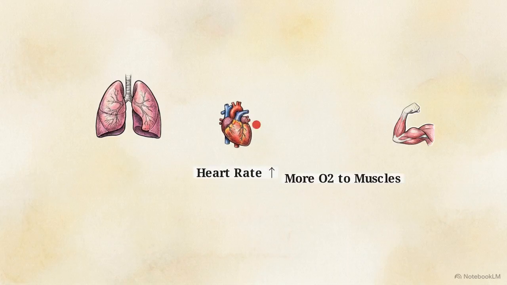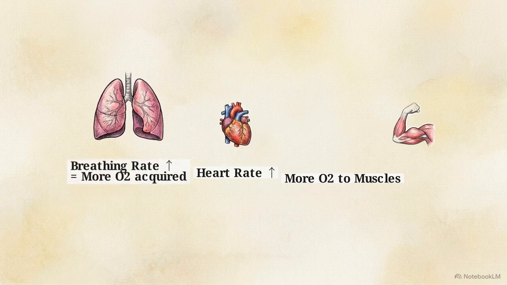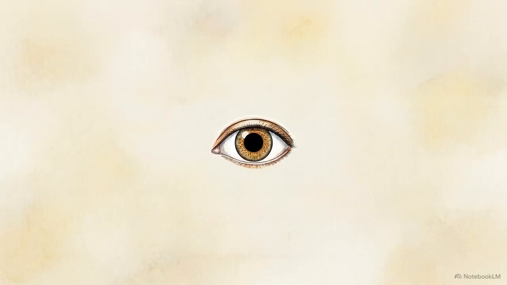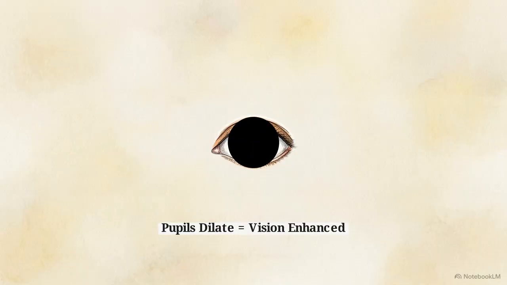The heart rate increases, pumping a higher volume of oxygenated blood to the muscles. Simultaneously, the breathing rate accelerates, expanding the lungs faster to pull more oxygen into the system. As focus shifts to the eye, notice the physical change in the pupil. The muscles in the iris contract, widening the pupil diameter to let in more light. This directly improves situational awareness.